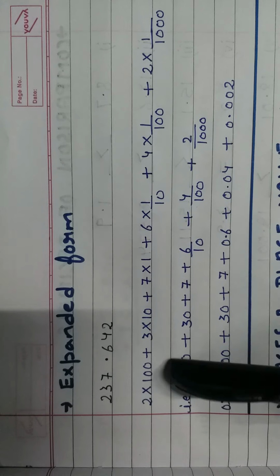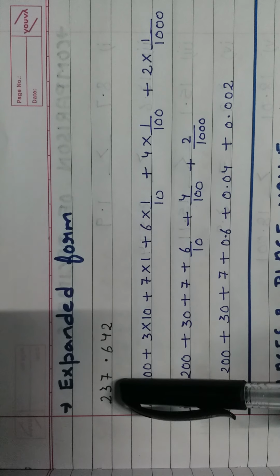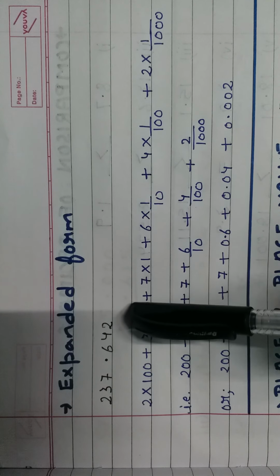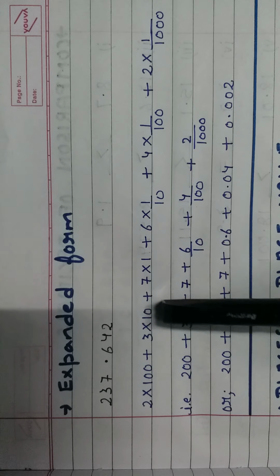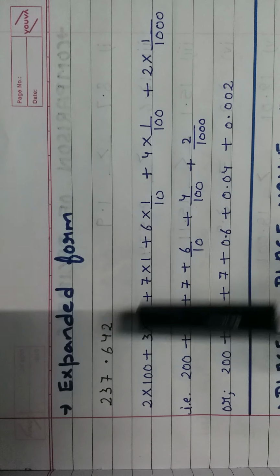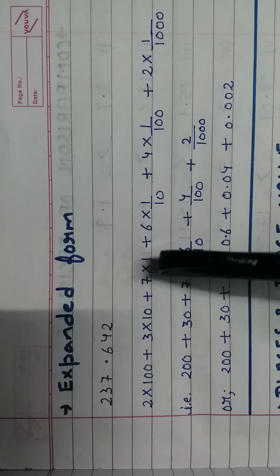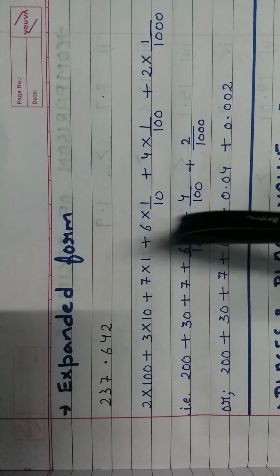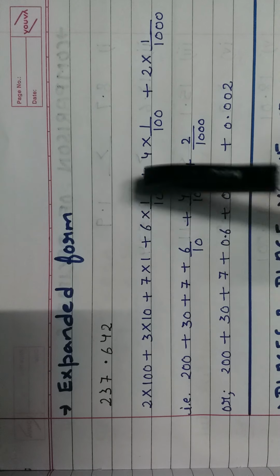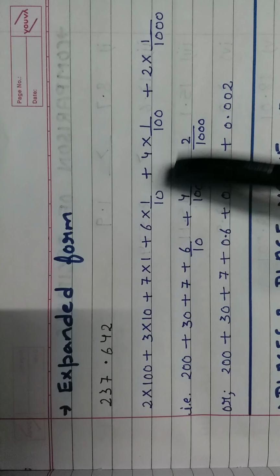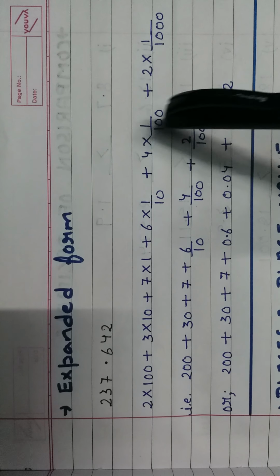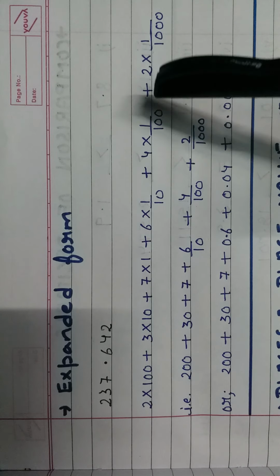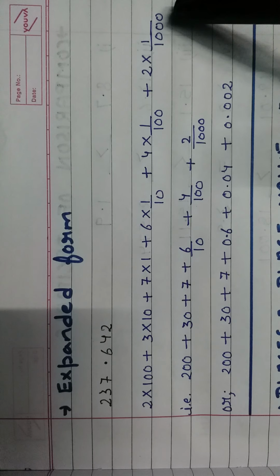So 2 multiplied by 100, plus 3 multiplied by the value of its place, that is 3 into 10, plus 7 multiplied by the value of its place, that is 7 into 1. Then again plus 6 multiplied by the value of its place, that is 1 upon 10. Similarly 4 multiplied by 1 upon 100, and plus 2 multiplied by 1 upon 1000.